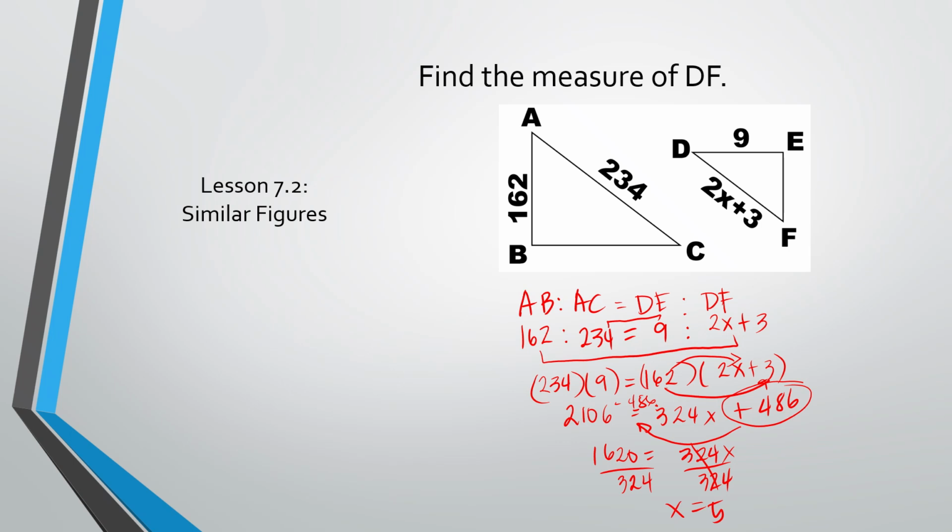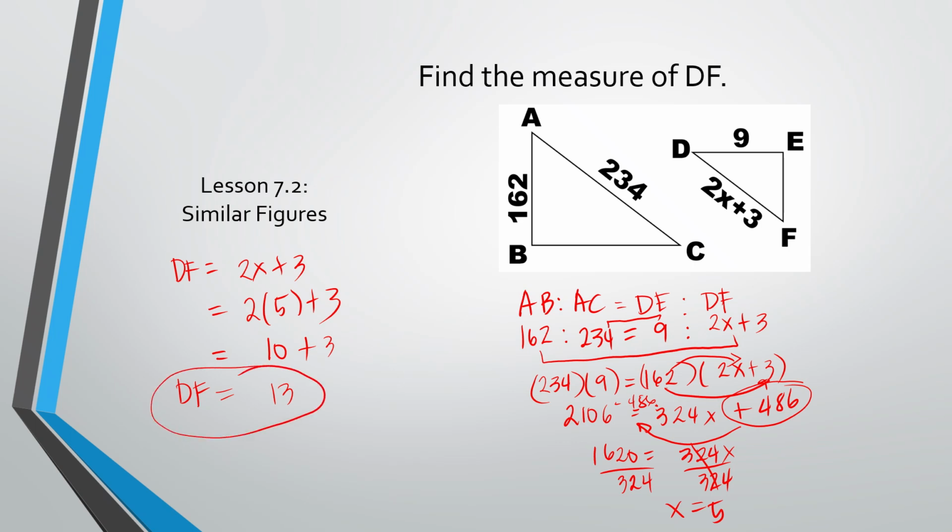Is this your final answer? Not yet, because you have to find the value of DF. So the value of DF is 2x plus 3. Substitute the value of x, which is 5, here in this expression. So therefore, 2 times 5 plus 3. 2 times 5 is 10. Then add 3. So therefore, DF is actually equal to 13. Check.